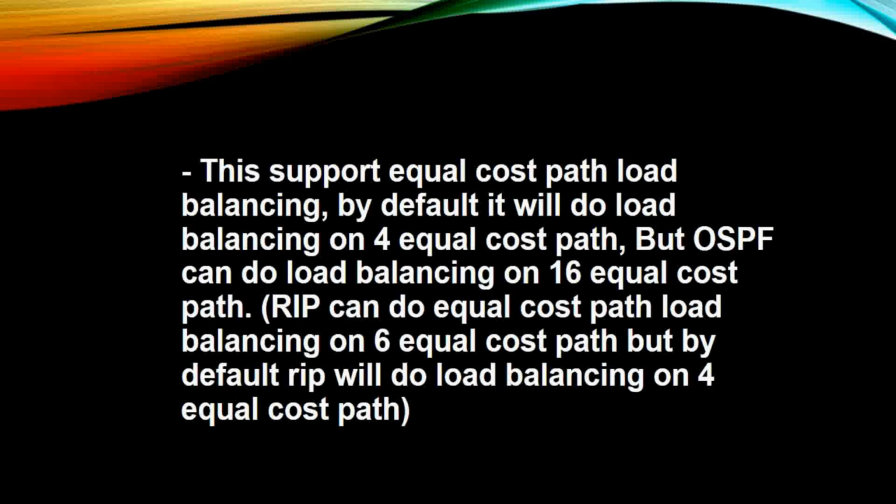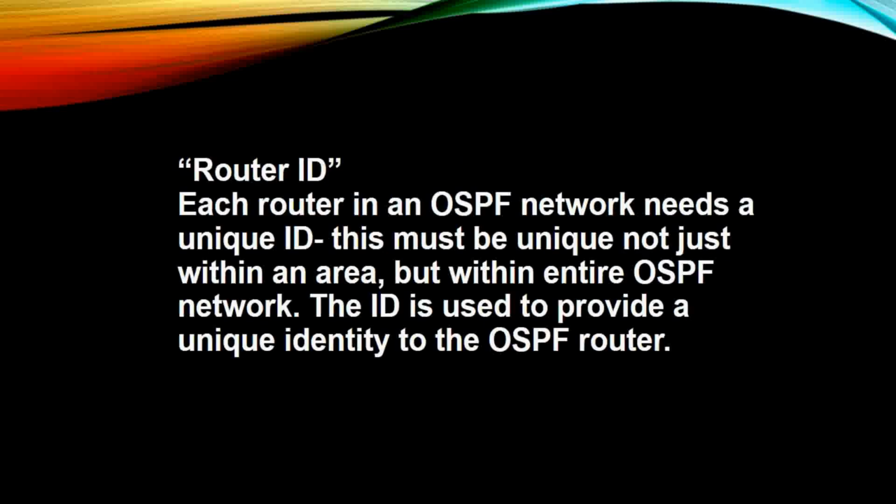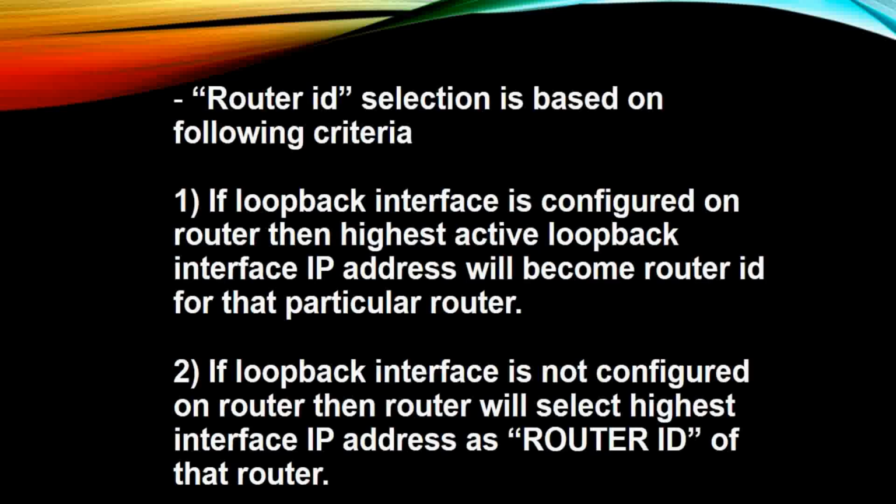Router ID. Each router in an OSPF network needs a unique ID. This must be unique not just within an area, but within the entire OSPF network. The ID is used to provide a unique identity to the OSPF router. Router ID selection is based on the following criteria. 1. If a loopback interface is configured on the router, then the highest active loopback interface IP address will become the router ID for that particular router. 2. If a loopback interface is not configured on the router, then the router will select the highest interface IP address as the router ID of that router.